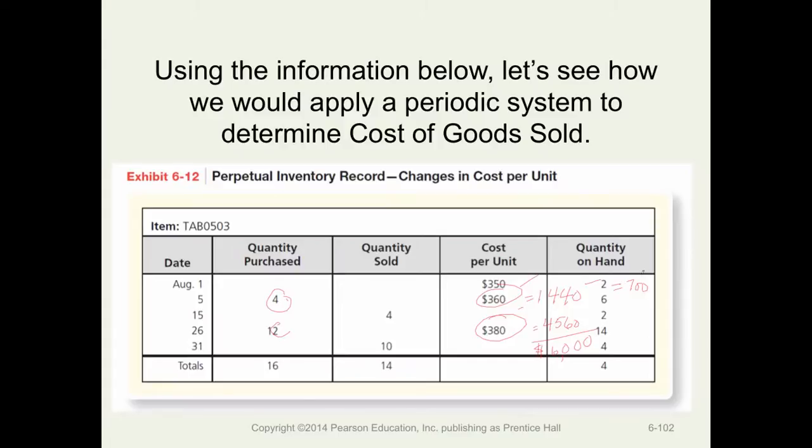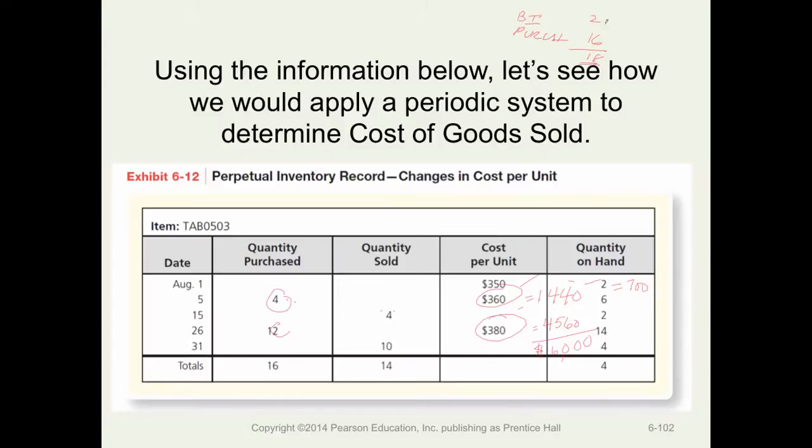4 units. Now, the way this works is very different than the perpetual system. Under the perpetual system, if you sold 4 units, well, some of that would come out of beginning and some would come out of the purchase. Periodic, we wait till the end of the month. So basically what would happen is that we would say that we have the beginning inventory. Let's just do this in units. 2 units. We have purchases of 16 units. And we have the available units of 18.